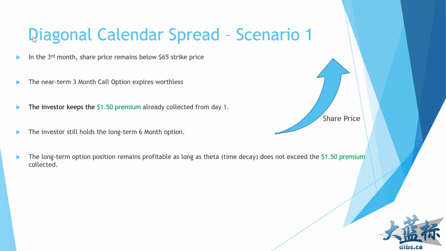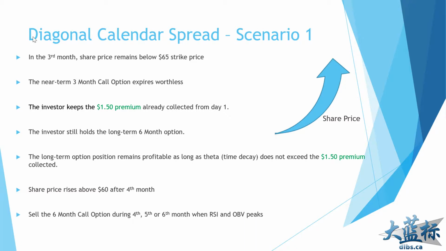And as long as the time decay does not erode my $1.50 in premium, I'm still reasonably happy. And if the share price does rise above 60 after the 4th month, I'm capturing lots of delta. And I would probably want to time it so that when it's a next favorable position, when it's a high peak of RSI and OBV indicators, that's when I would sell and close out my position.